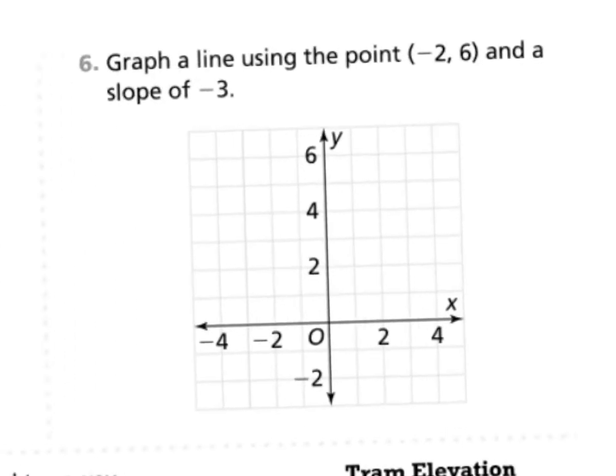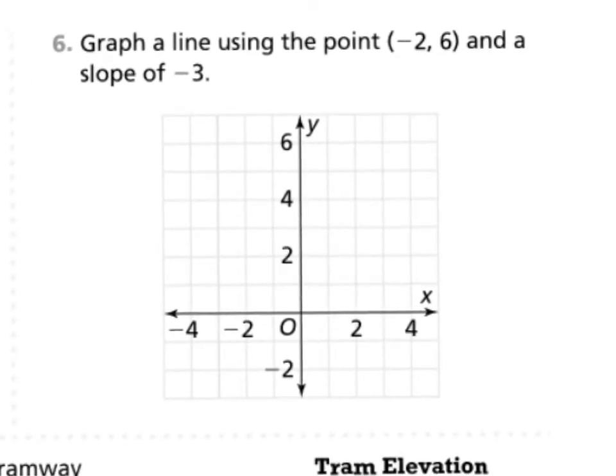If we look at number 6, they want us to graph the line using the point -2, 6 and a slope of -3. So -2, 6, I can graph that point easily enough. And we want a slope of -3. So slope of -3, we could put that over 1. So that's -3 over 1. What we could do then, similar to what we talked about on that last problem, we could use that slope to find another point.